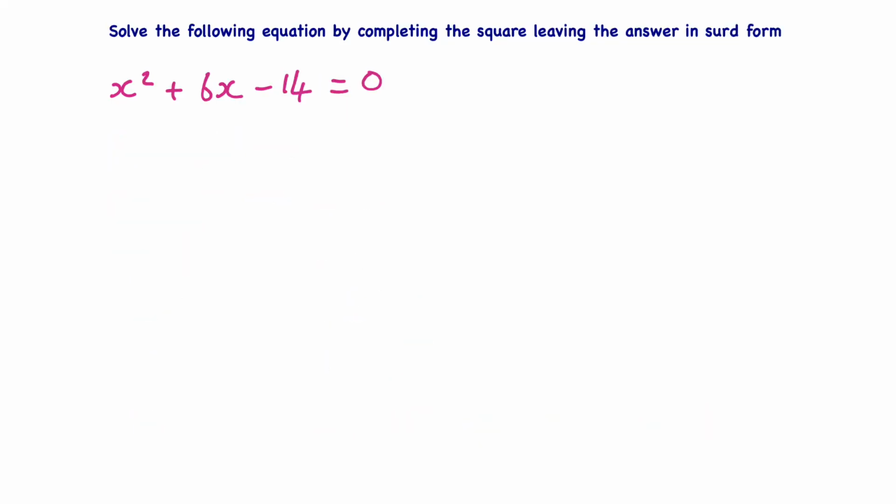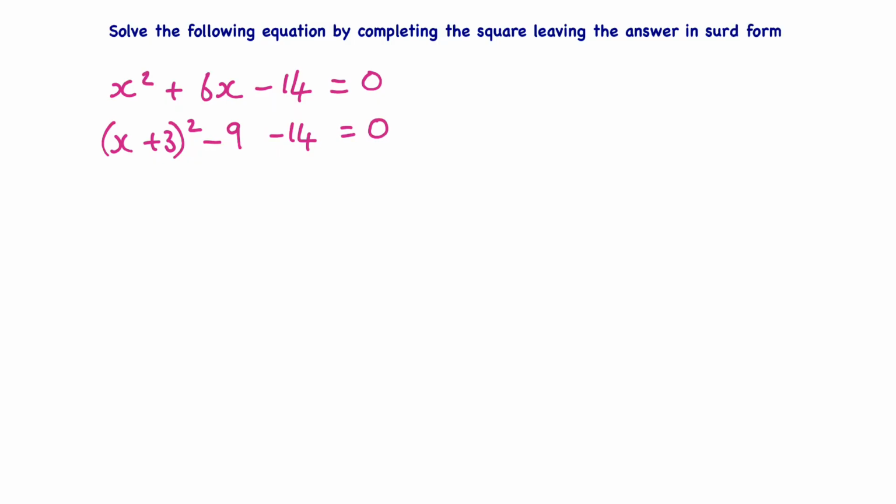For this example, when we solve the equation by completing the square, we have to leave the answer in surd form. So the first thing we'll do is we'll complete the square. So we've got plus 3 because we've halved the coefficient of x. We have a 9 because we have squared the number inside the bracket and subtracted it. And then we bring the minus 14 down.